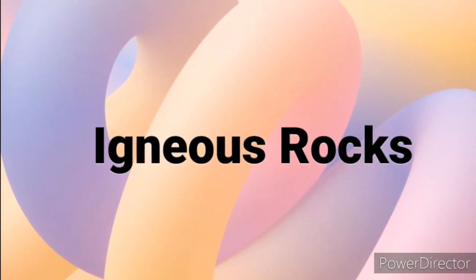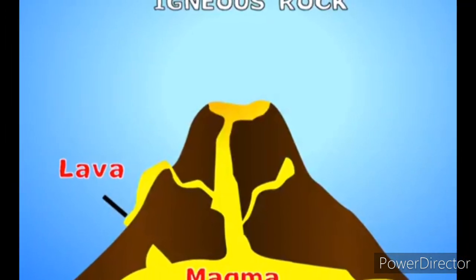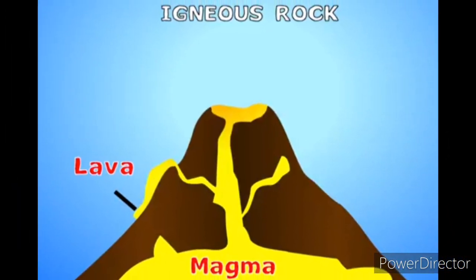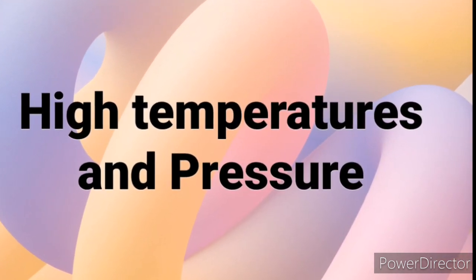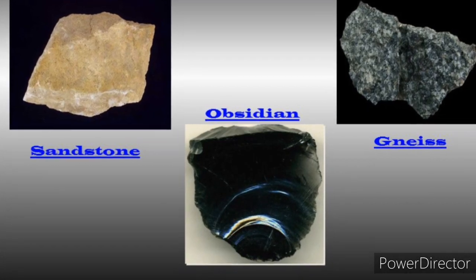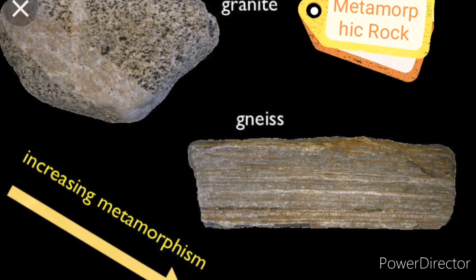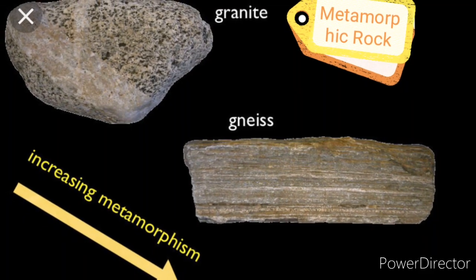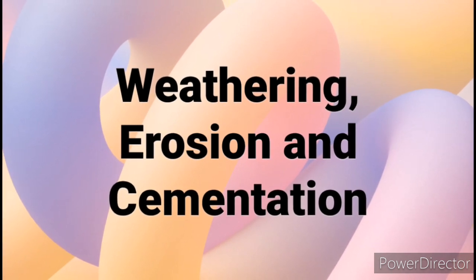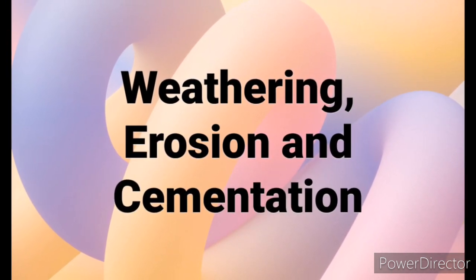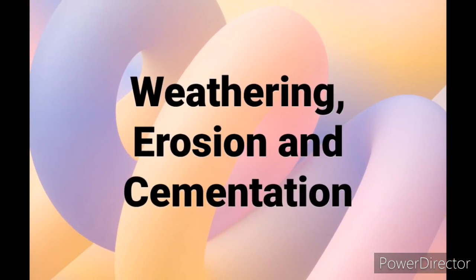First, an igneous rock is formed by melting and cooling. When this type of rock undergoes heat and pressure, it will transform into metamorphic rock. Example, obsidian becomes gneiss, granite becomes gneiss. But when this type of rock undergoes weathering, erosion, and cementation due to factors like water, wind, and sunlight, it will transform into sedimentary rock.